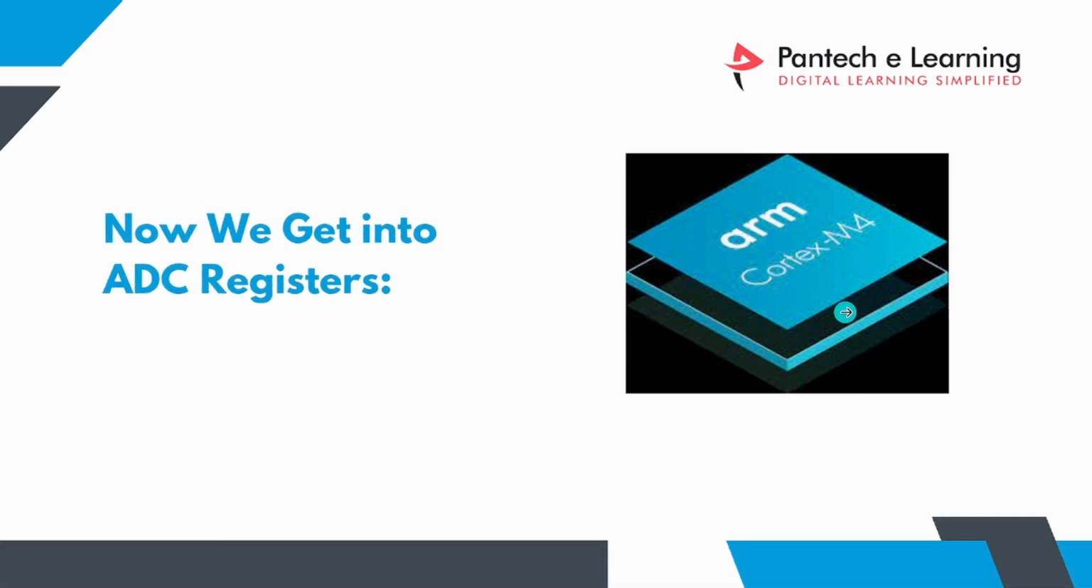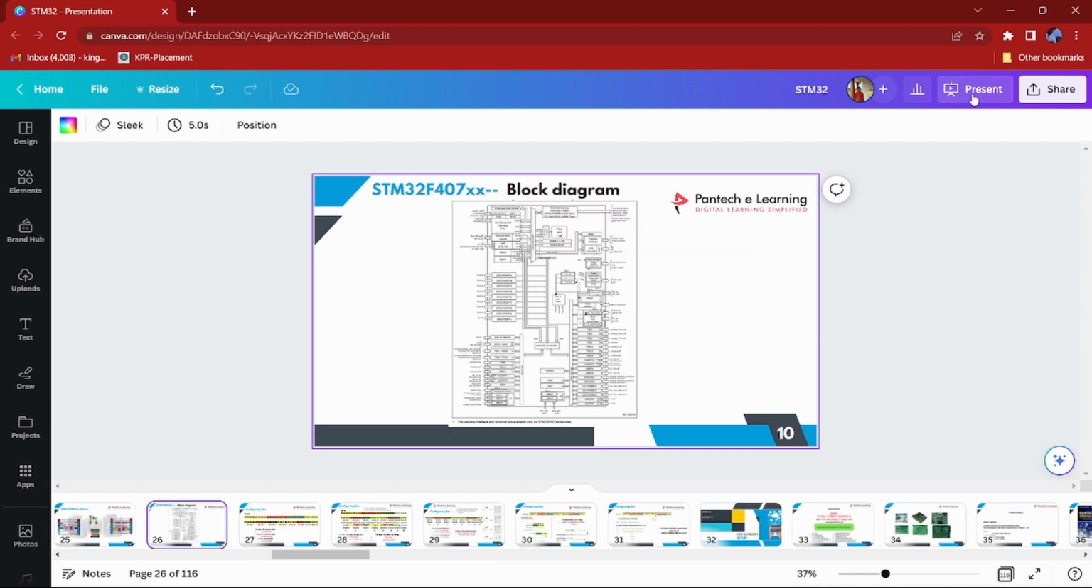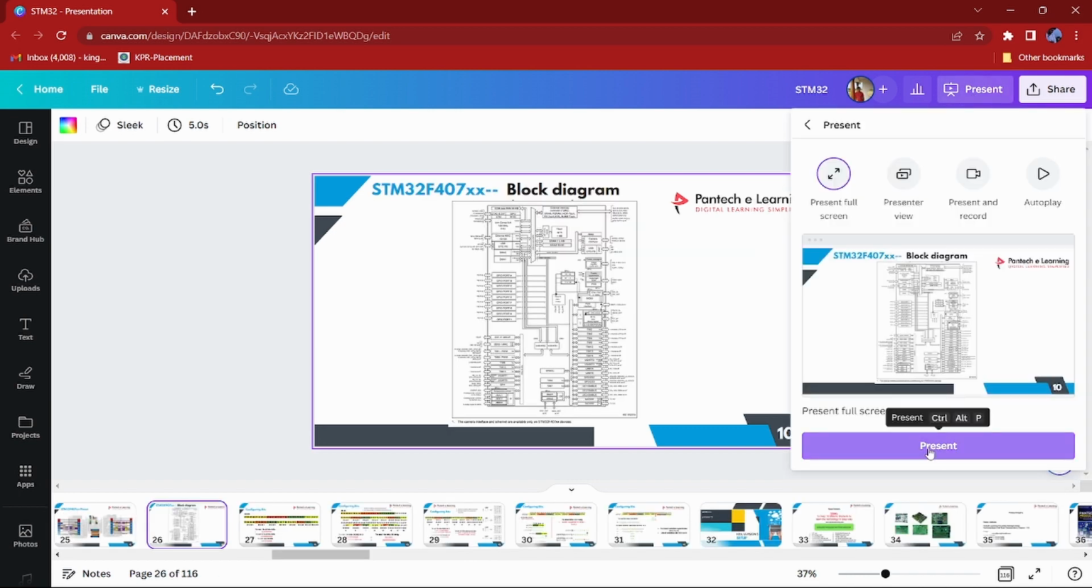Now we will get into the registers. Before that, what are the things we have to know before configuring the ADC? Get to the block diagram first. We have to know which bus it is connected to.